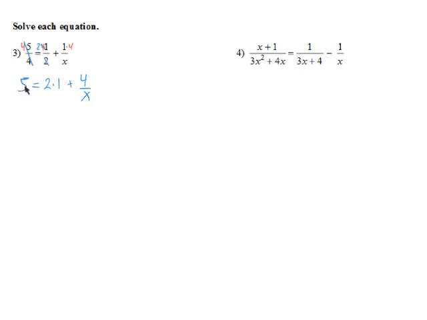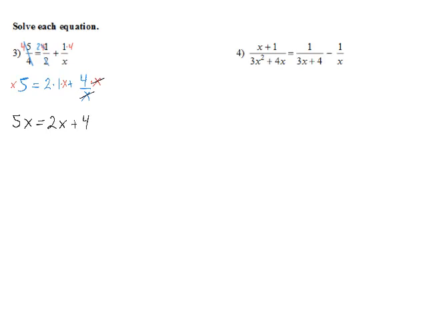So next, I multiply everything by whatever's left, the x. So let's do the x. In order to do that, I'm going to multiply this by x, I'm going to multiply this by x, and I'm going to multiply this by x, which is both sides. When I do that, I get a 5x equals, this would be a 2x, and the x's would divide out, leaving you just simply 4.